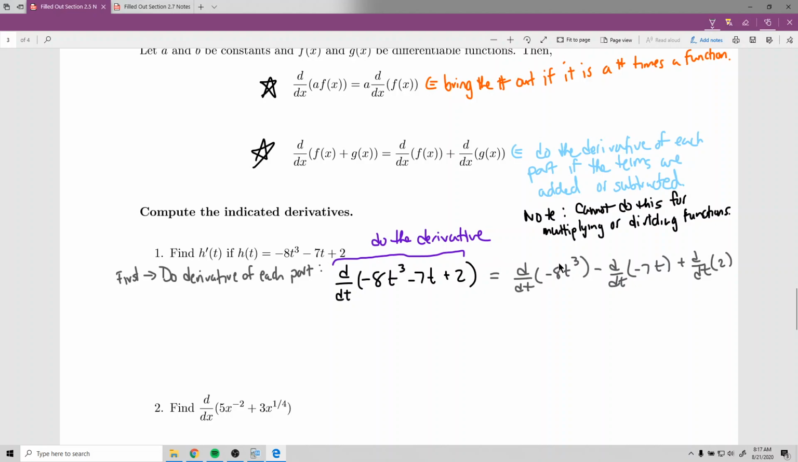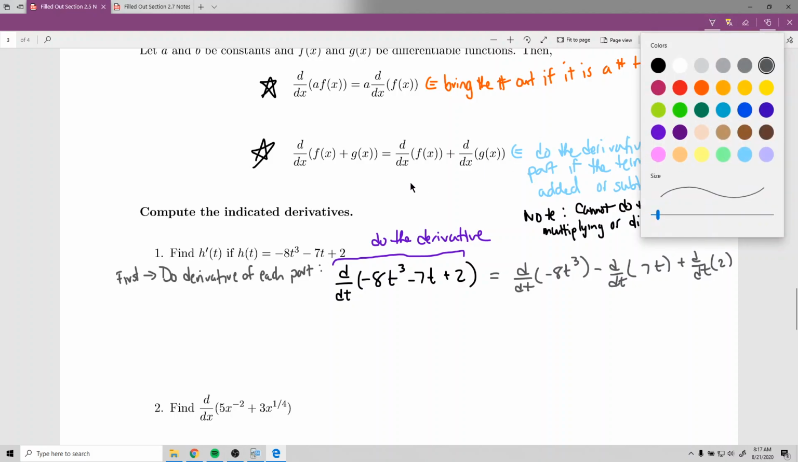All right, so I take each part, the negative 8t cubed. Oops, shouldn't have a double minus here. I put the minus out front so that we have the derivative of negative 8t cubed minus the derivative of 7t plus the derivative of 2. So this says do the derivative of each part. That's using the last rule here.